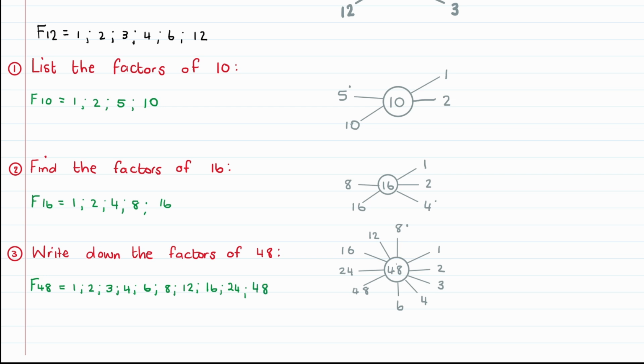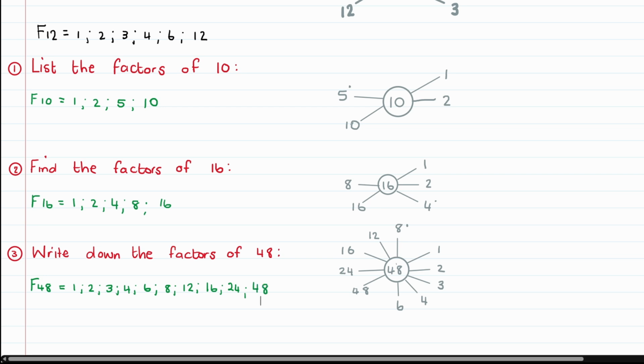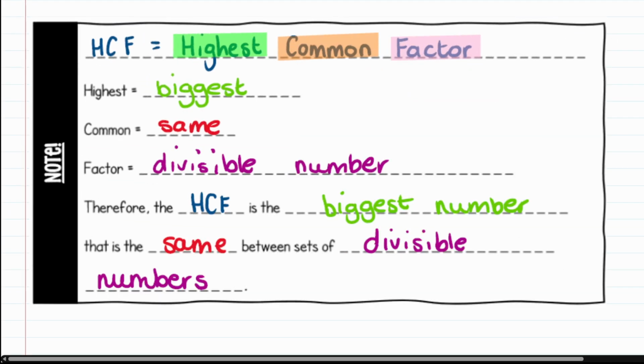Now that we know how to find factors, let's have a look at how to find the highest common factor. Take down the following notes. HCF stands for the highest common factor. Sometimes you'll see it called GCF. This would stand for the greatest common factor, which means the same thing.